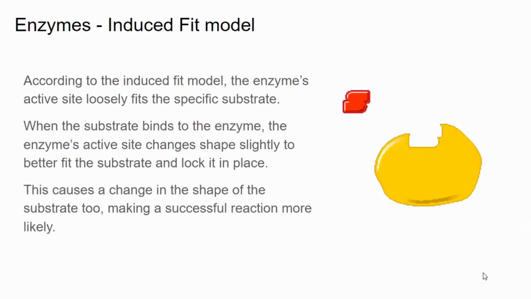Another model you've probably heard of, and hopefully my little animation works, is the induced fit model. According to this model, the enzyme's active site will loosely fit the specific substrate. It'll be a reasonable fit, but when the substrate binds to the enzyme's active site, the site then changes shape slightly so that it will better fit the substrate and lock it in place. This can also cause a change in the shape of the substrate too. So it might put the molecule under a little bit of tension, which might again lower the activation energy and make a successful reaction more likely.